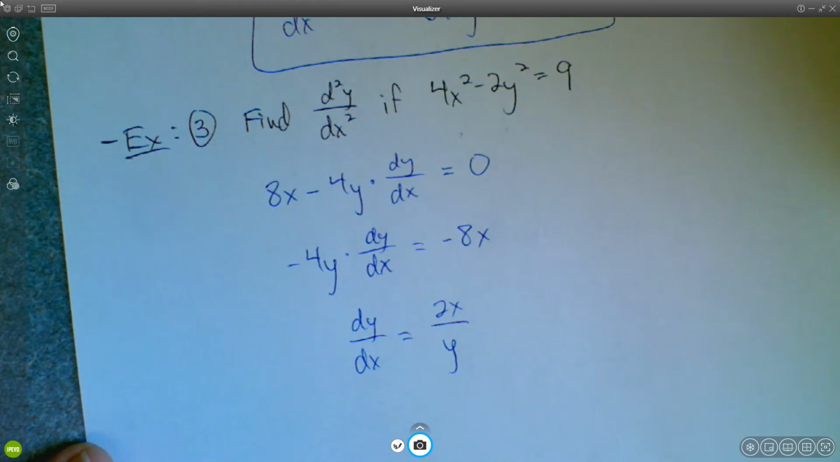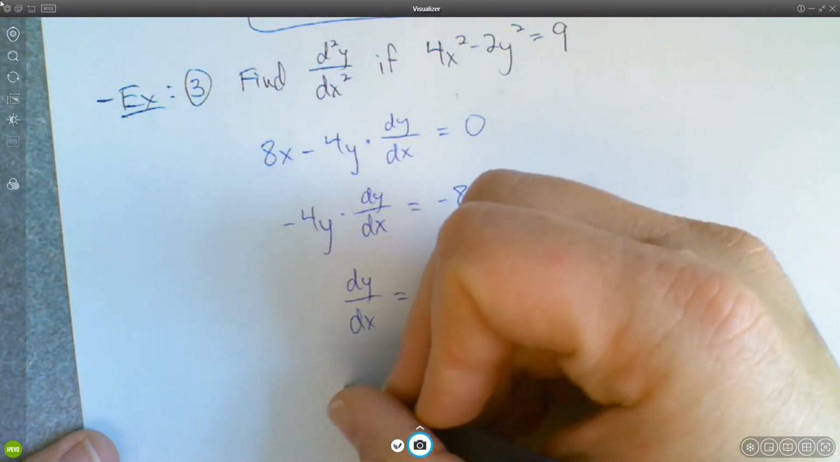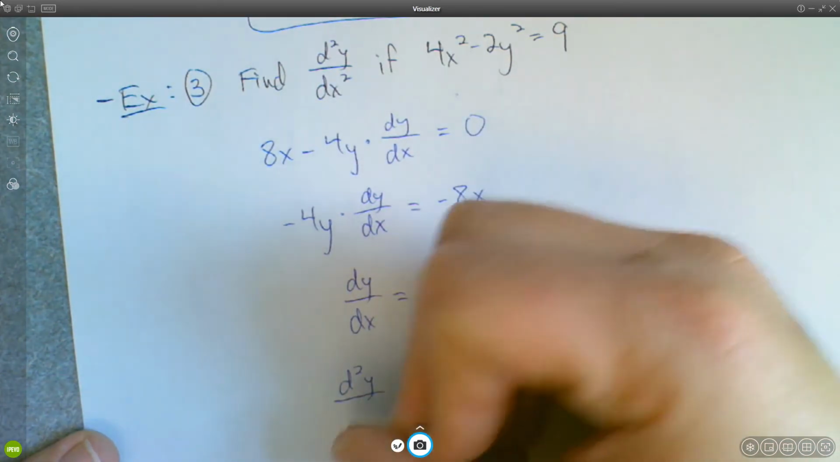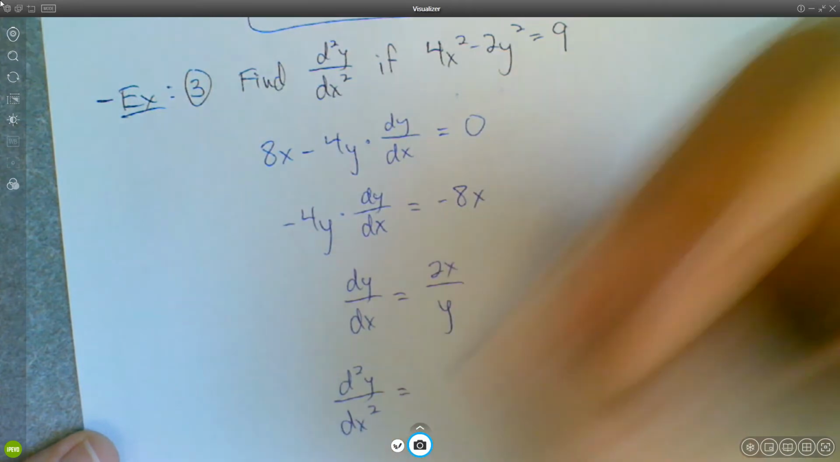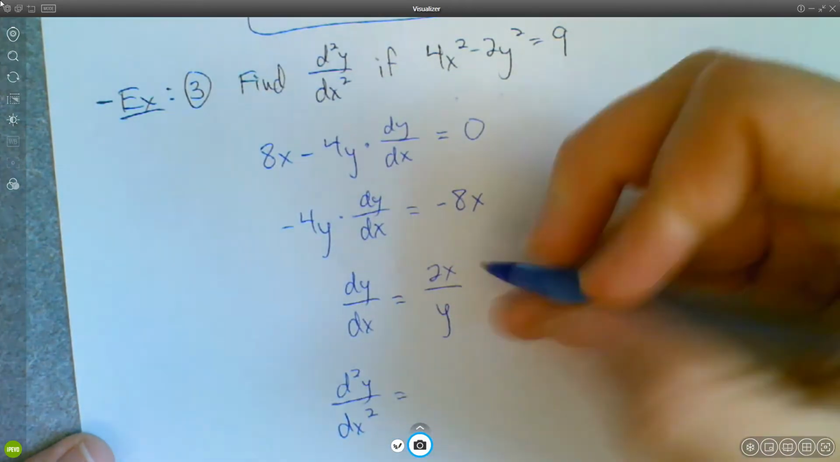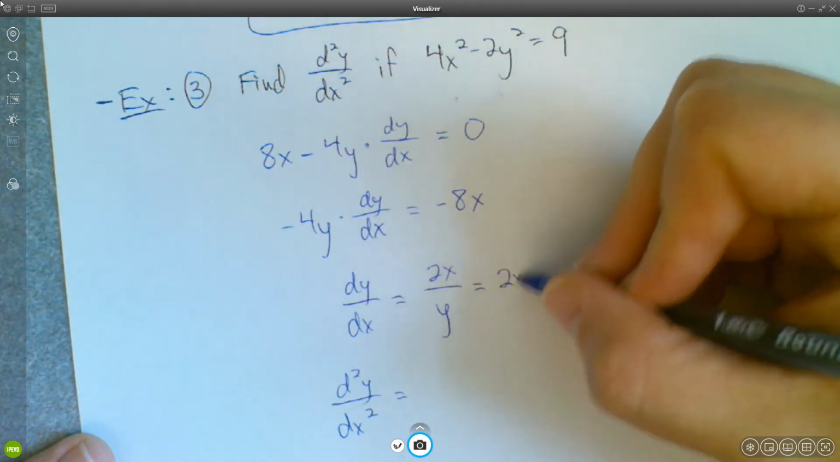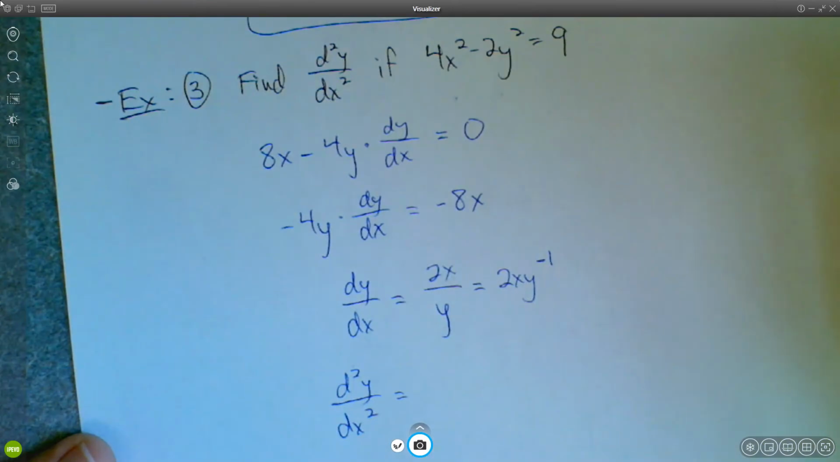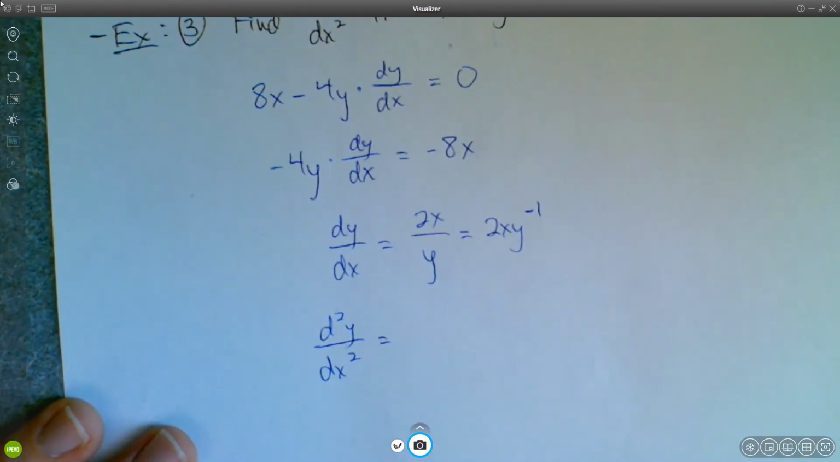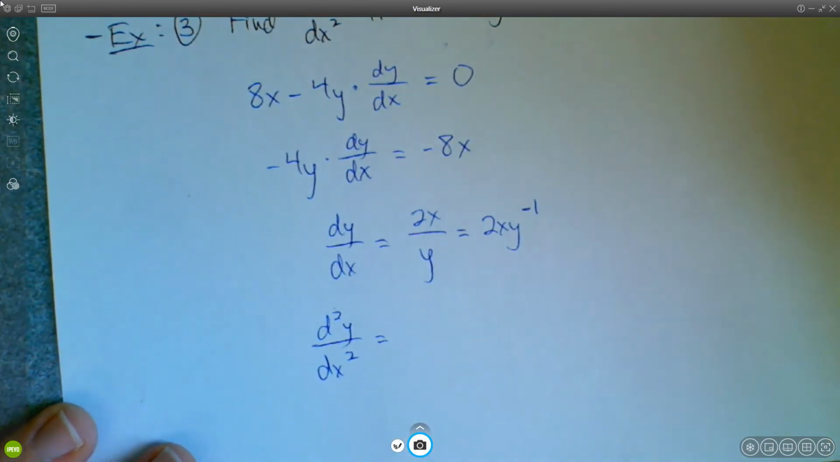But we're not quite done because we need to find the second derivative. So let's find the second derivative now. We're going to say d squared y over dx squared is going to be the derivative of this thing, which is going to require a quotient rule. Or maybe instead, we can write 2x times y to the negative 1 and do product rule instead. Whatever you prefer. You should get the same answer either way.